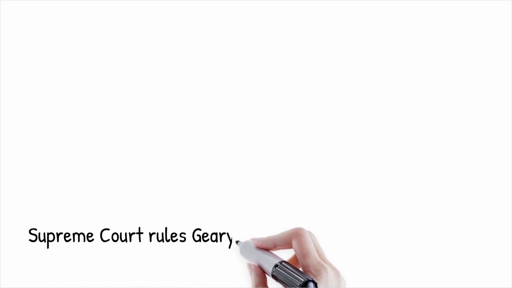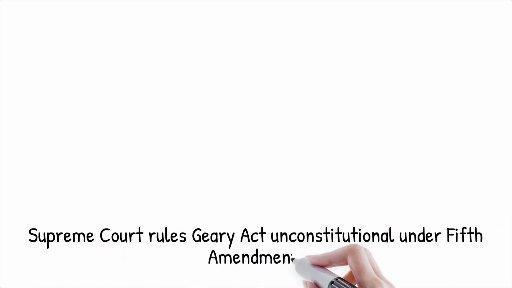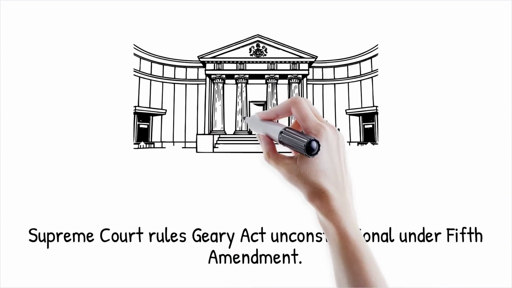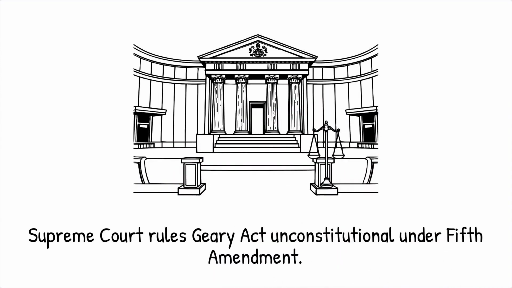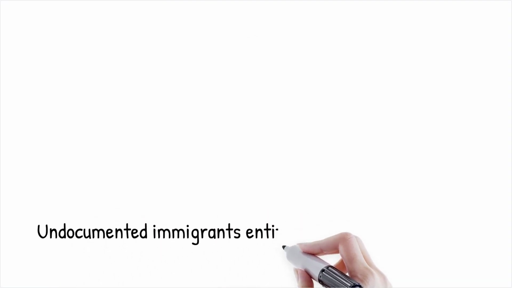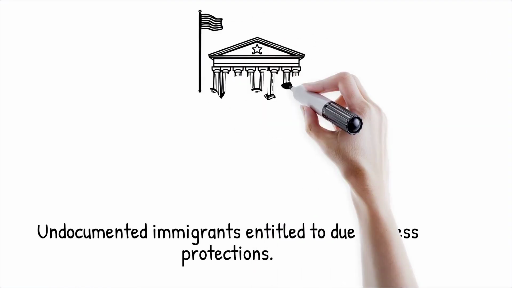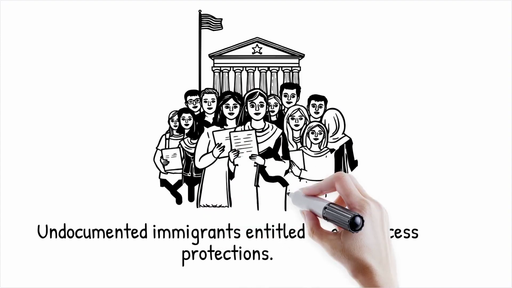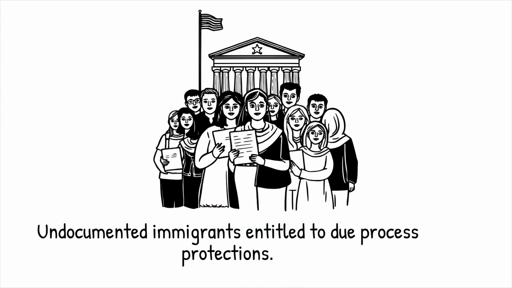Ruling: the Supreme Court ruled that the Geary Act's provision for imprisonment at hard labor without a judicial trial was unconstitutional, violating the Fifth Amendment's due process clause. Due process: the court held that undocumented immigrants, as persons within U.S. jurisdiction, are entitled to due process protections when facing criminal punishment. Imprisonment at hard labor constituted a criminal penalty, not merely an administrative immigration measure, and thus required a judicial proceeding with constitutional safeguards.